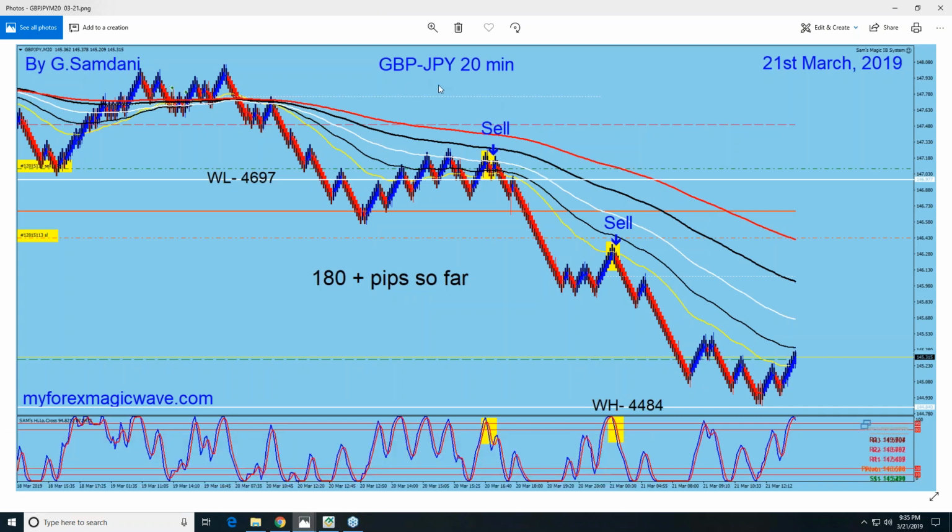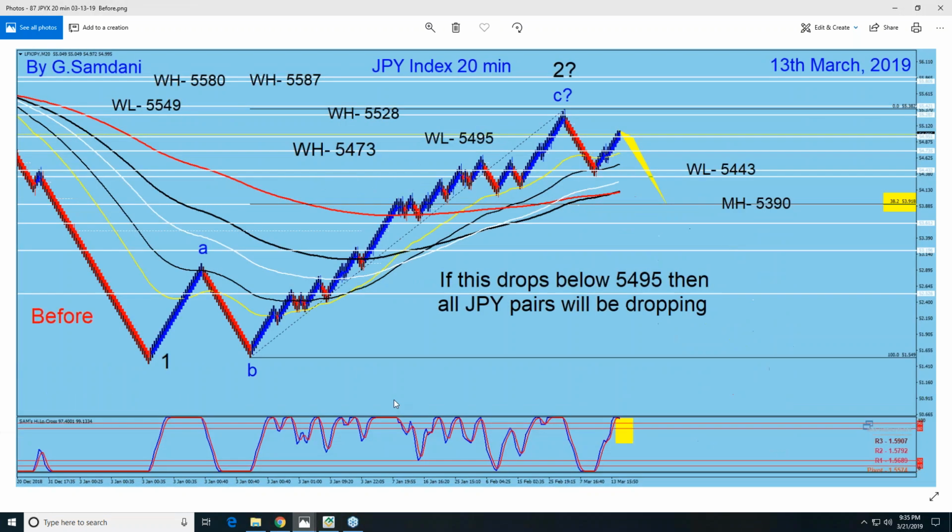So now, pound yen. The reason I was watching this one and not any other pair is because of the pound index. Yen index I was watching as well. This is a chart I made, and I gave it to my subscribers on the 13th, that yen index is going to drop and yen is going to get a strong stand. If this drops below 54.95, then all yen pairs will be dropping.